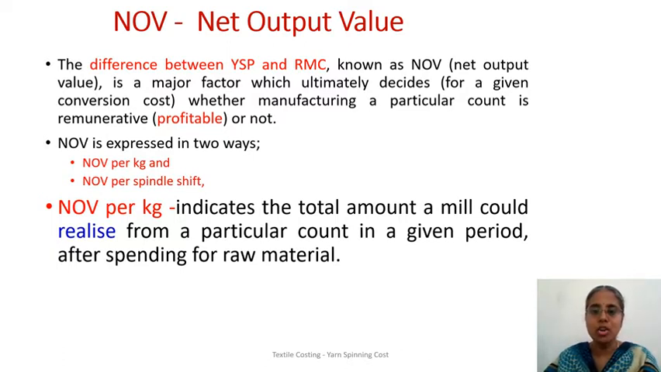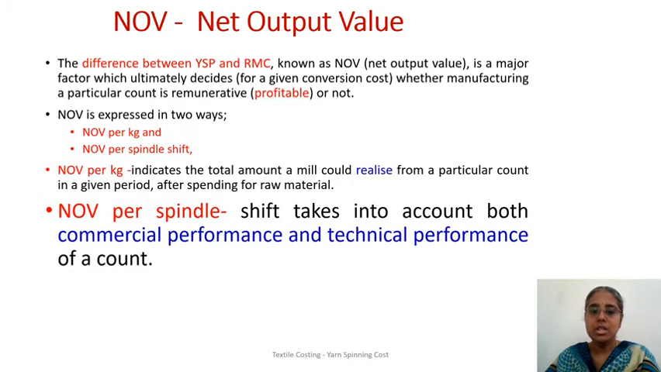So you minus the raw material, what you have totally spent or what you have totally got out of the conversion. So that is your net output value per kg. So this tells about the commercial performance alone. The net output value per kg tells about the commercial performance, whereas the net output value per spindle takes into account the commercial as well as the technical performance of a count.